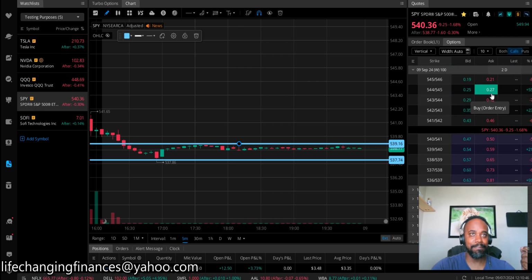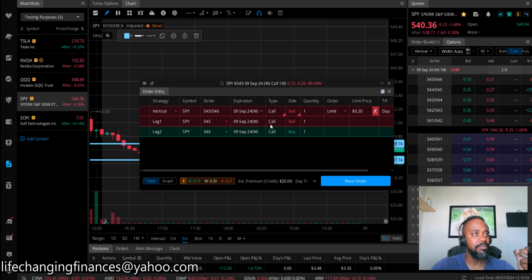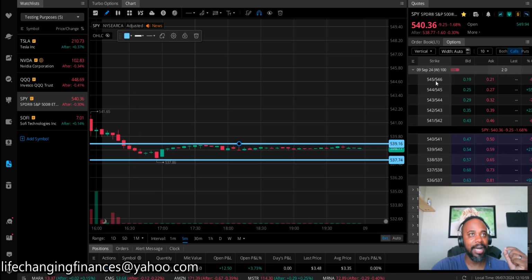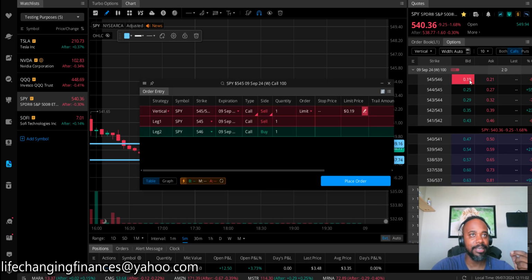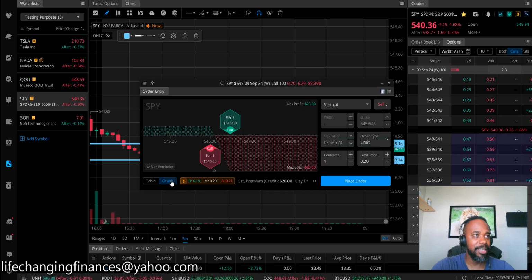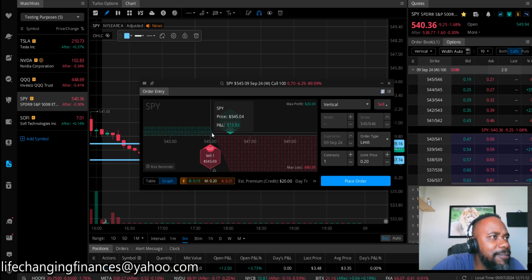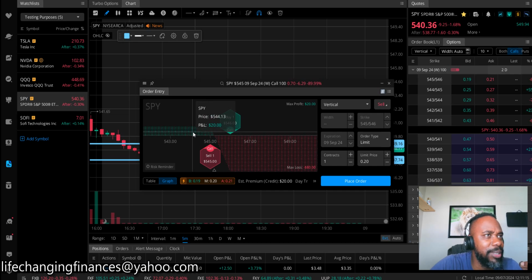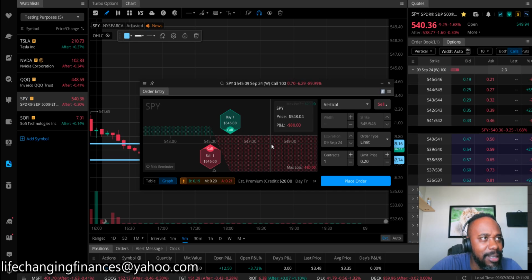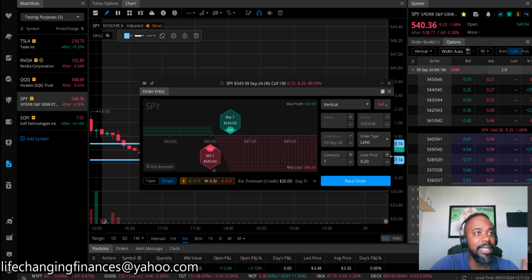So let's say that I want to do a call credit spread. I would go to where it says sell, and let's say that I chose the 554 to 446. We're going to sell it. And you look at the graph here, and they're saying that as long as it doesn't go above this 545, then I'm going to make $20 for one contract. If it goes below, I could potentially lose $80. But again, you can always get out beforehand.